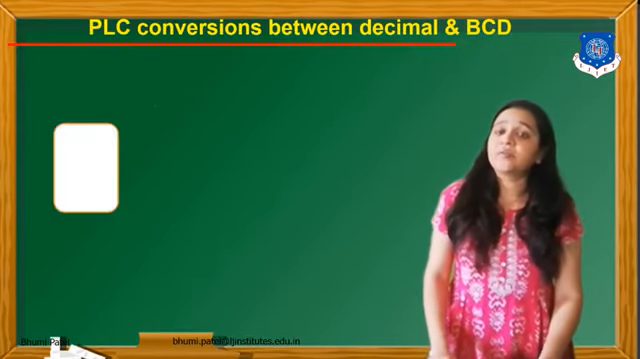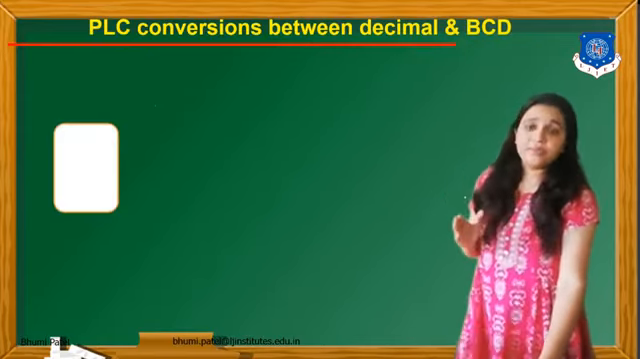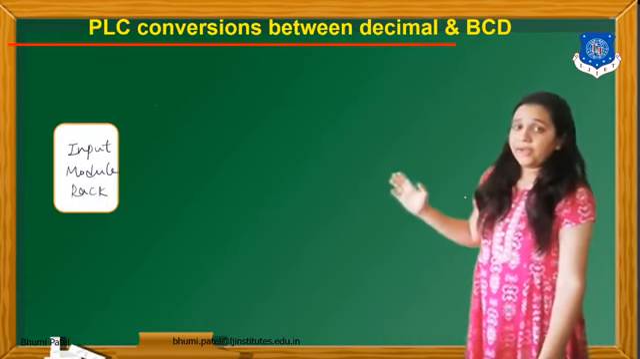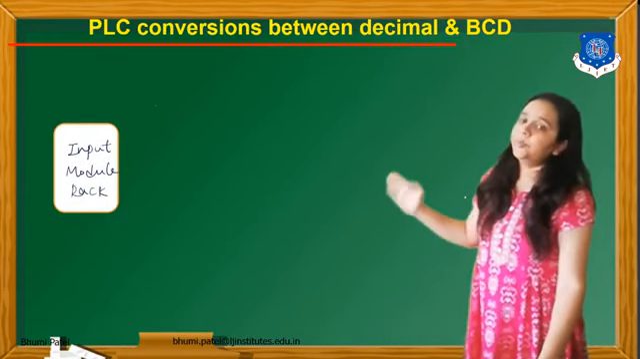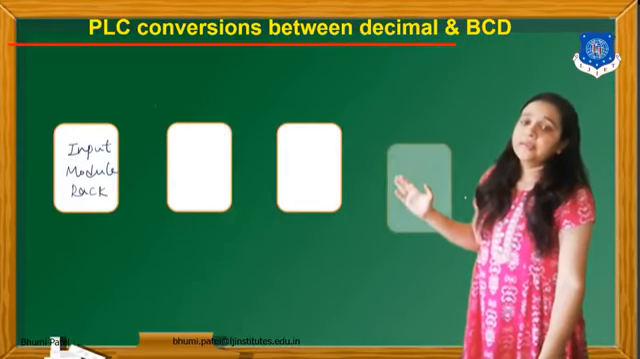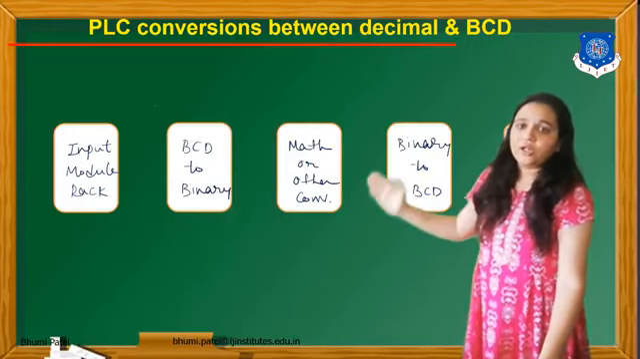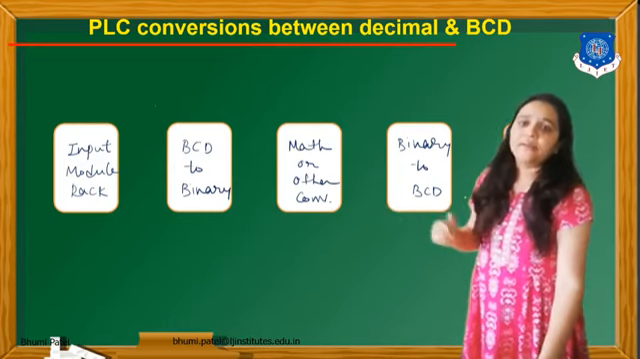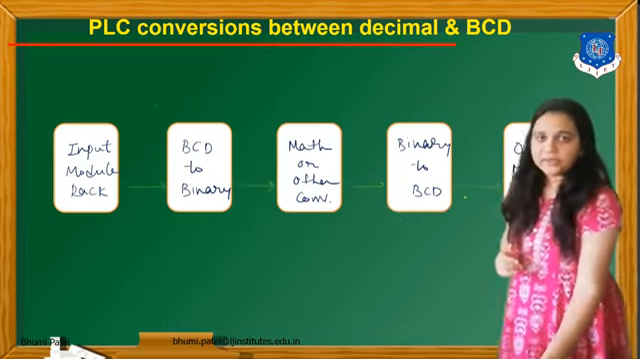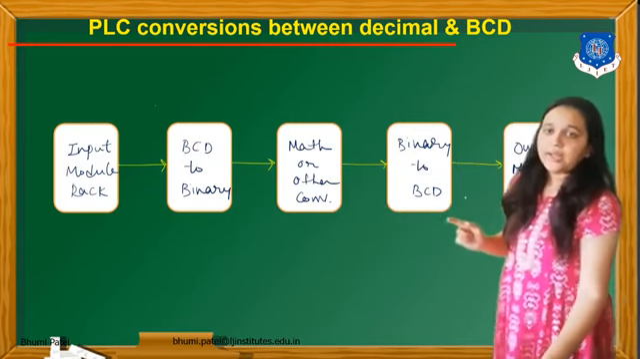Now, PLC conversion between the decimal and the BCD number. For that, this is the block format: input module, then BCD to binary, mathematical or other conversion if required, then binary to BCD, and the last one is the output module.